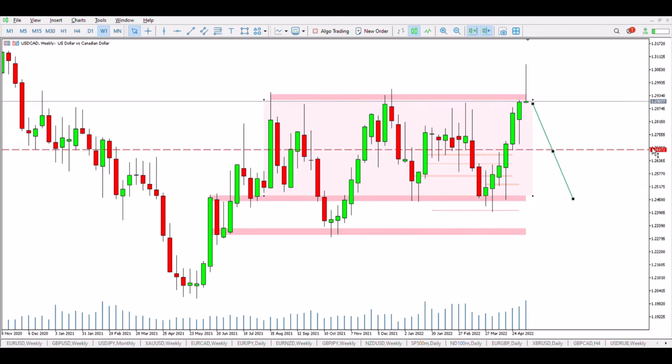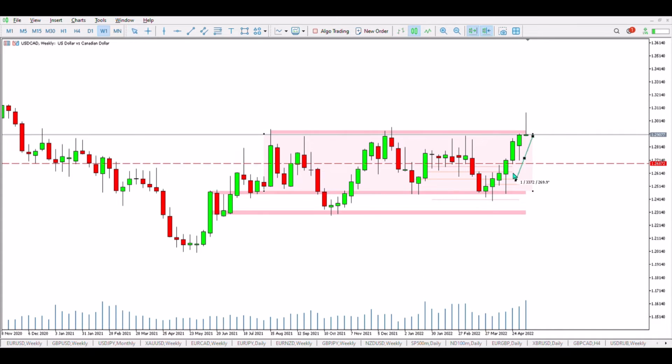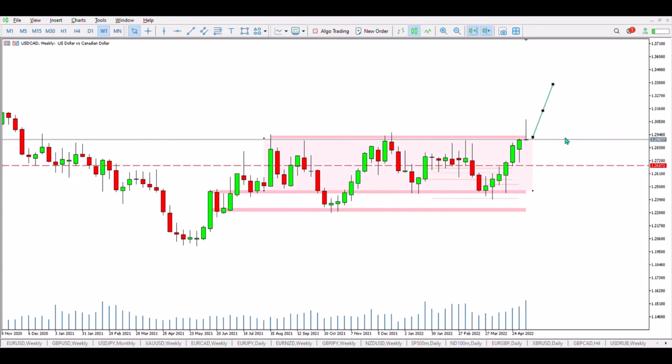If not, if we continue breaking higher, then it's pretty easy. The trade is you just take the size of the consolidation, you apply it to the upside. So somewhere here, guys, we can take our profit if the price continues bullish, but if not, there's a pretty big chance to see a huge drop to the downside.